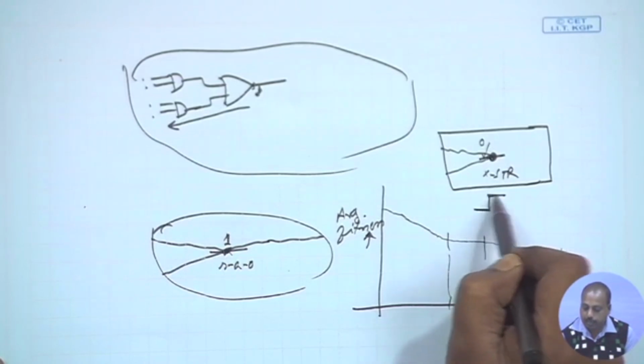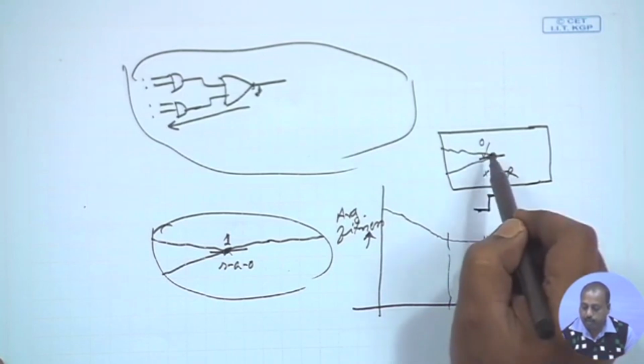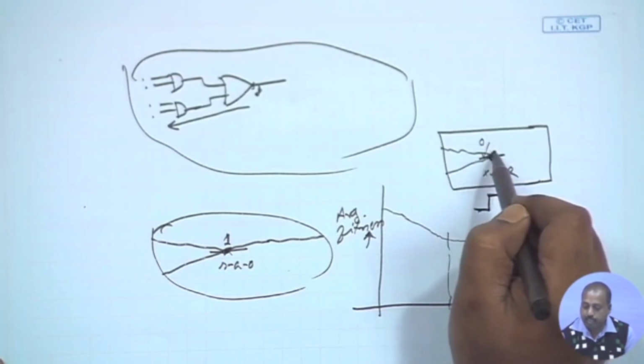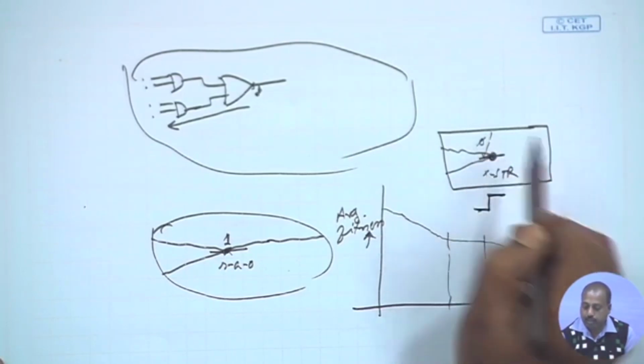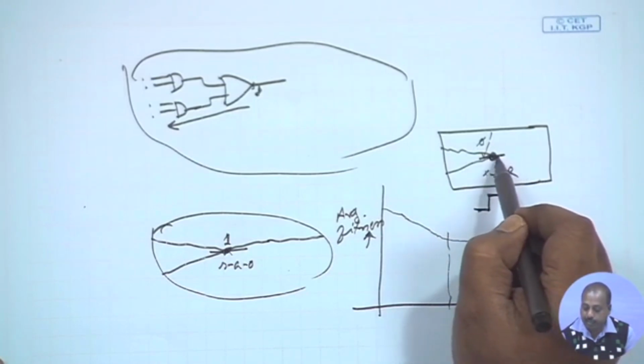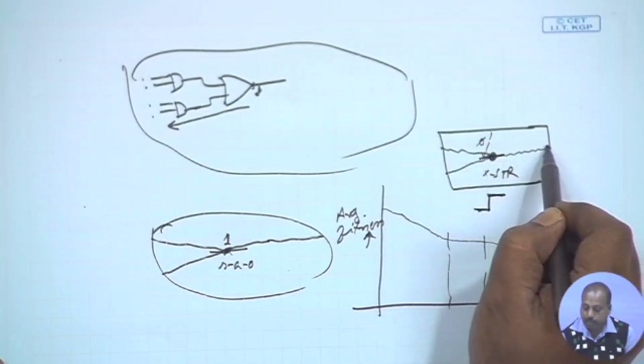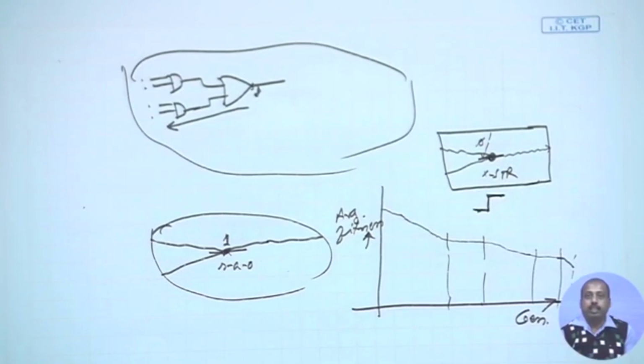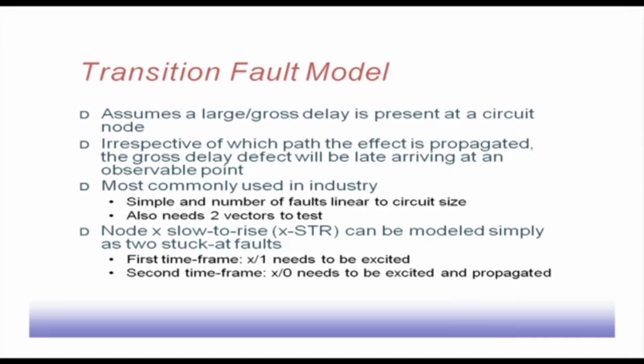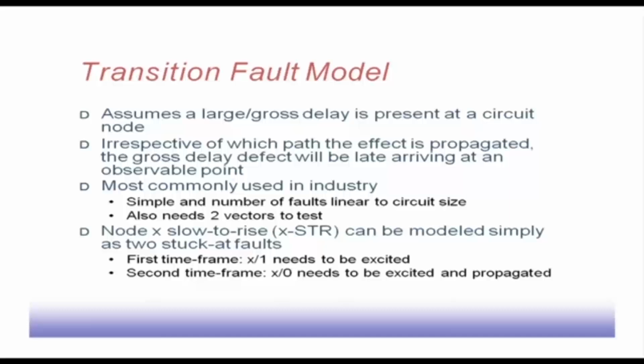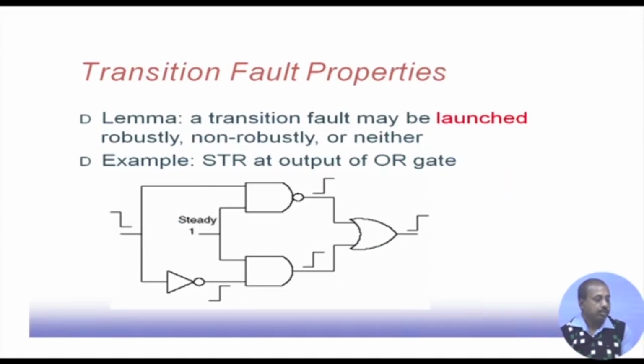So, initially I have made the line low, and now I need a transition to go to high. So, I need to apply a pattern so that this line is forced to 1. This line is forced to 1, and in that case I would like to propagate this effect to some primary output, so that I can see what the delay in the process is. So, by using this ATPG for stuck-at faults, we can generate these transition fault patterns as well.